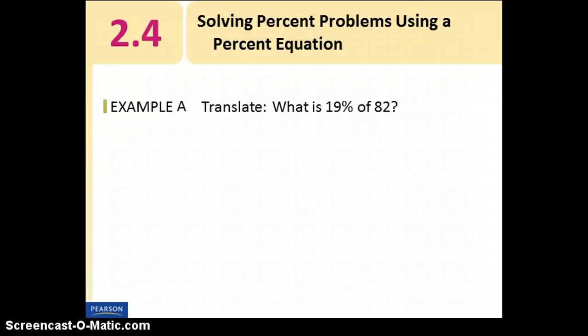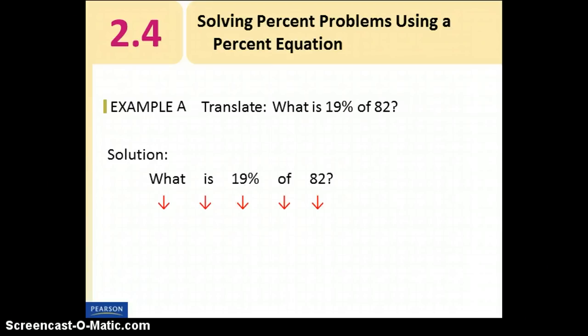For our first example, we're just going to practice translating. We want to know what is 19% of 82. So let's translate each piece using the translations we just learned. Remember that the word what refers to the unknown value we're trying to find, so we translate that word to a variable, say x. Next is the word is, which remember translates to an equal sign.